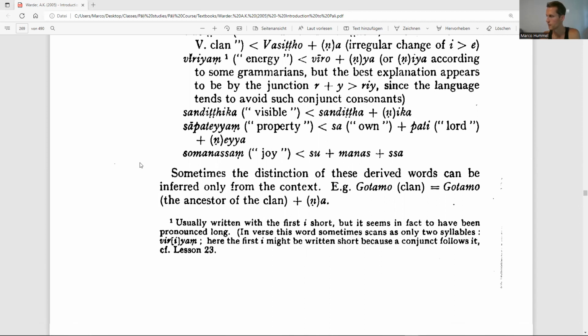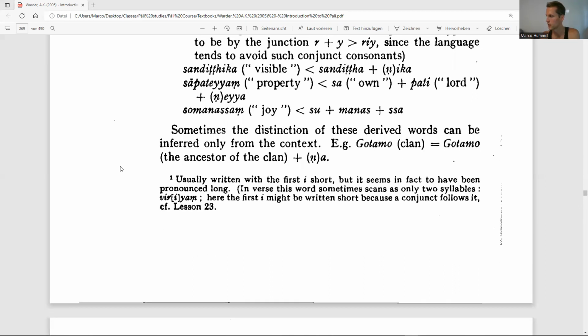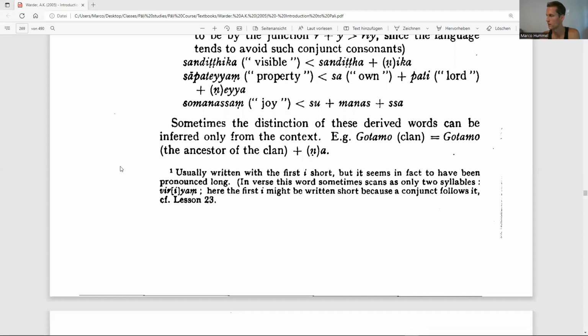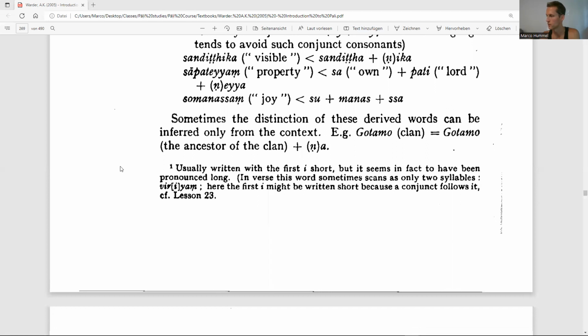So sometimes the distinction of these derived words can be inferred only from the context. For example, Gotamo, clan, and then Gotamo, the ancestor of the clan, plus Na.